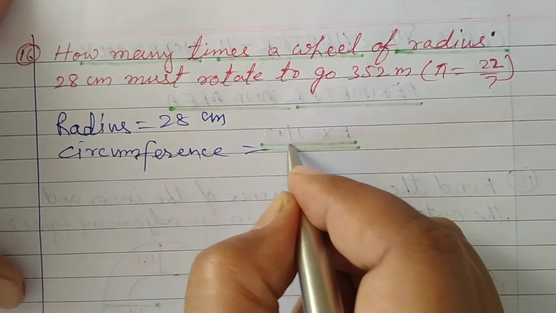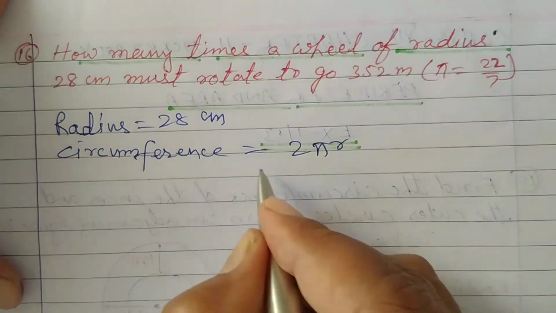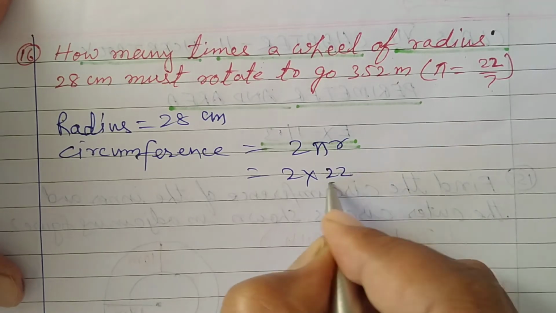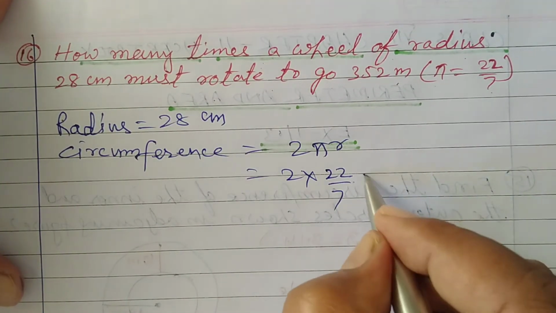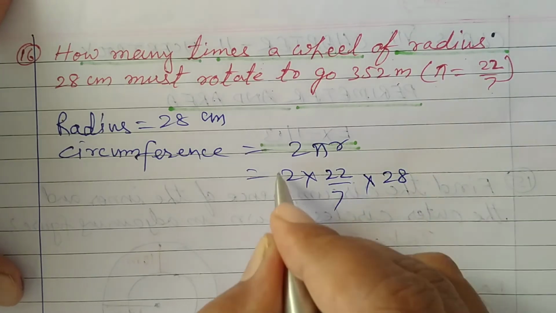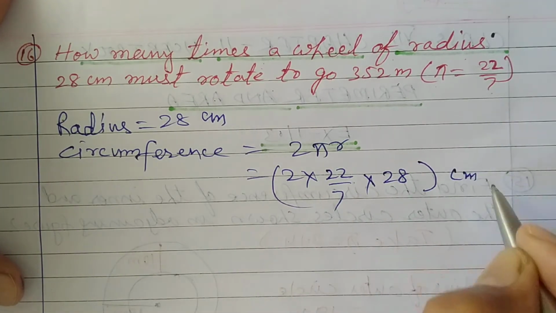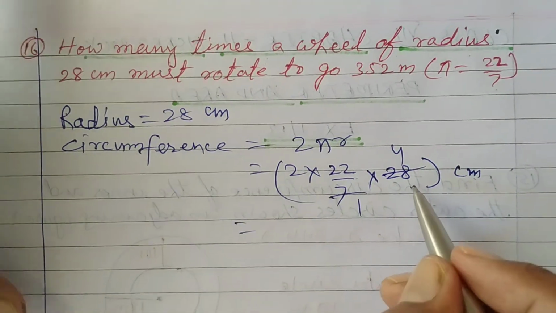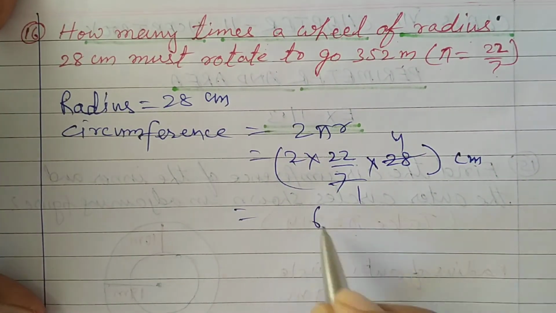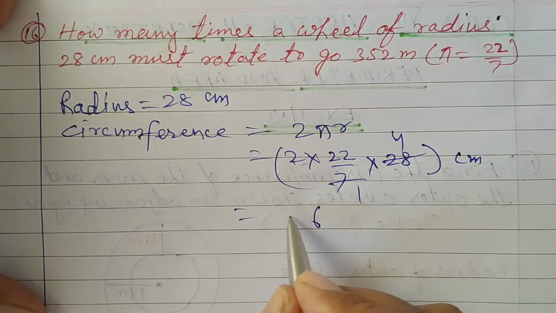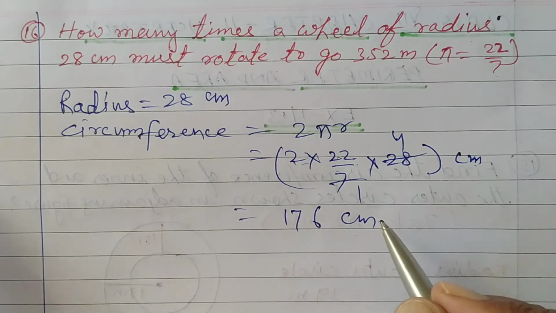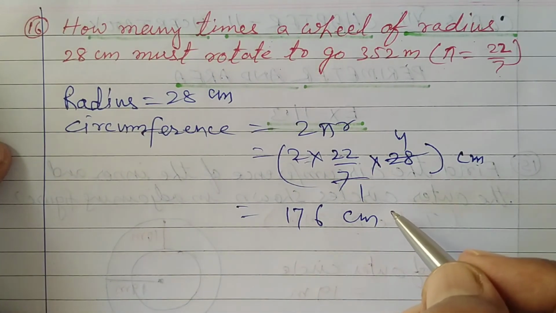After that we find out circumference equal to 2 pi r. This is the formula. So 2 into 22 by 7 because it is given in the question. R is 28 centimeter. You must write the unit. 7 1 7, 7 4 28. Now you multiply. 4 2 8, 8 2 16, carry 1, 8 2 16, 17. So circumference is 176 centimeter.